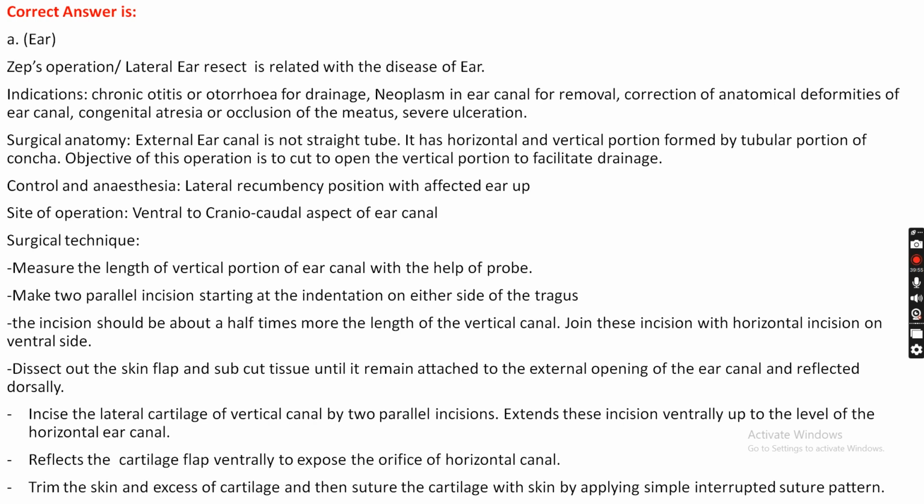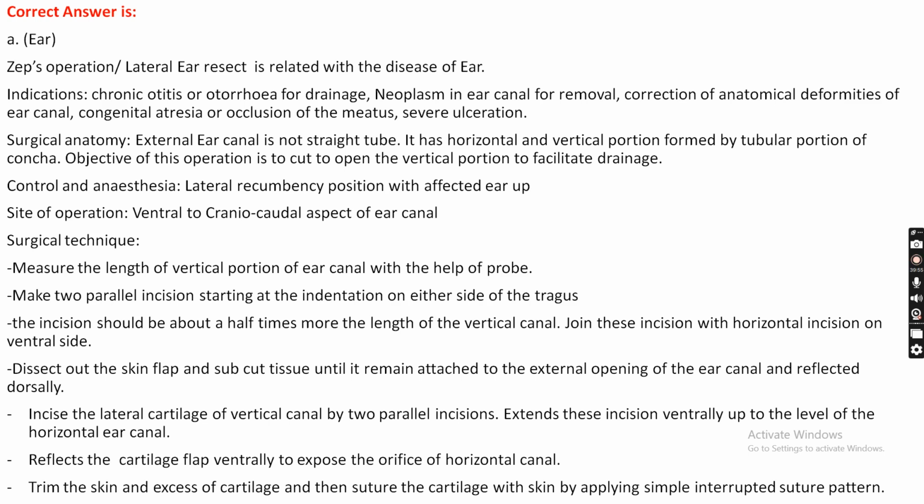And this operation is indicated in case of chronic otitis, that is, inflammation of the ear, and when there is formation of pus inside the ear. And when we have to operate, we have to remove the neoplasm from the ear canal. In such a condition, Jabs operation is indicated.